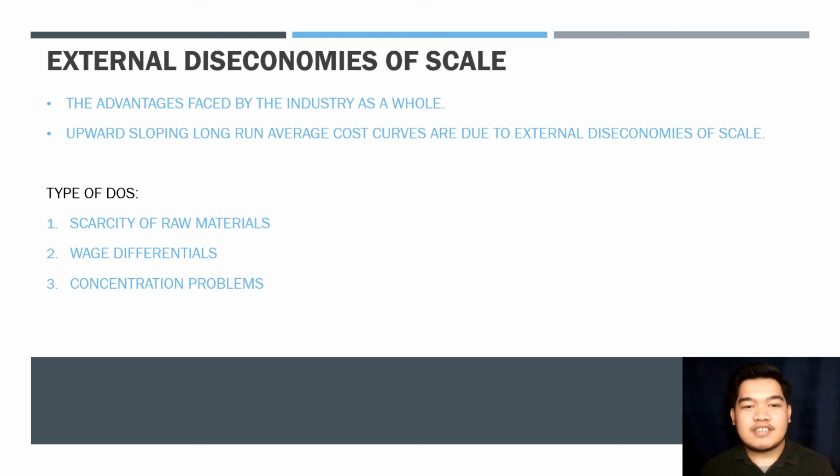And the last one is concentration problem. When an industry becomes concentrated in one area, the cost of transportation will increase due to congestion. This can lead to diseconomies of scale. The industry will also incur high costs due to competition in buying and selling products in the same area.